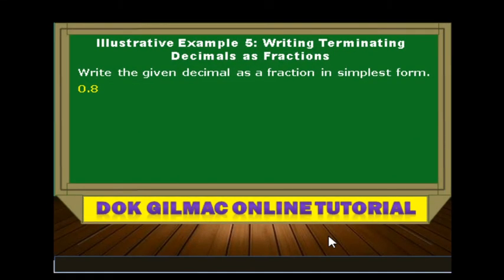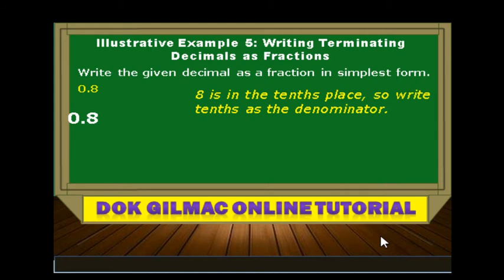Let's have illustrative example number 5. Writing terminating decimals as fractions. So this time, it's the exact opposite of the 4 given examples a while ago. 0.8 is in decimal form. We write this in simplest form of a fraction.